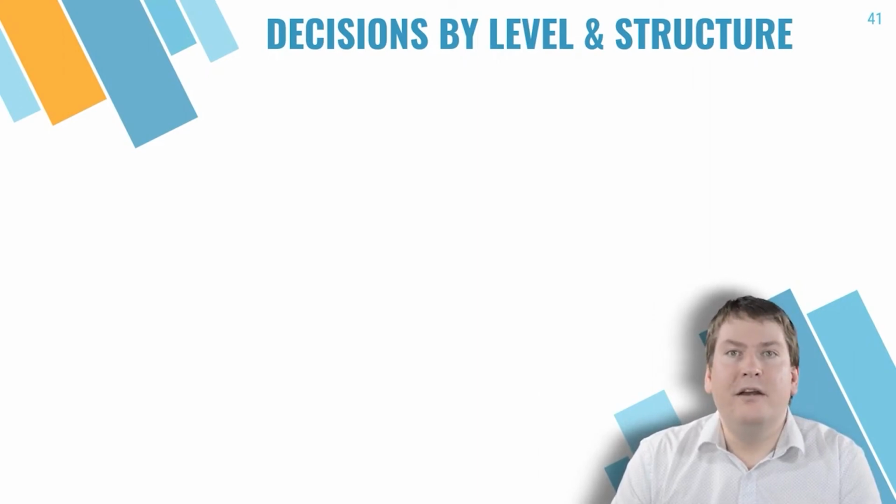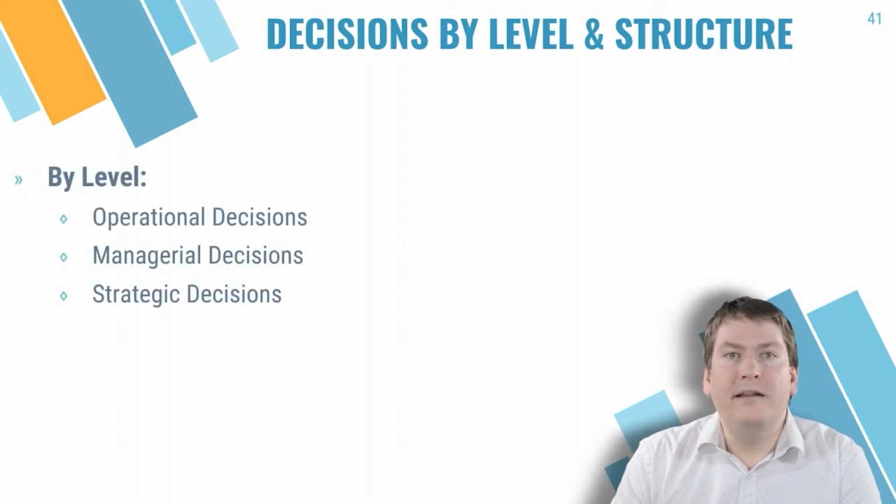First, we need to understand the different kinds of decisions and their characteristics. Business decisions can be understood or categorized in two different ways, by level or by structure. By level, I mean the level at which they occur in an organization. And there's three different types of these: operational decisions, managerial decisions, and strategic decisions.